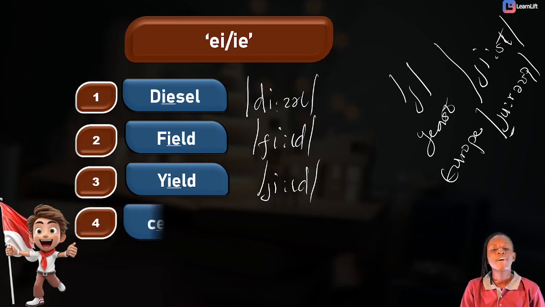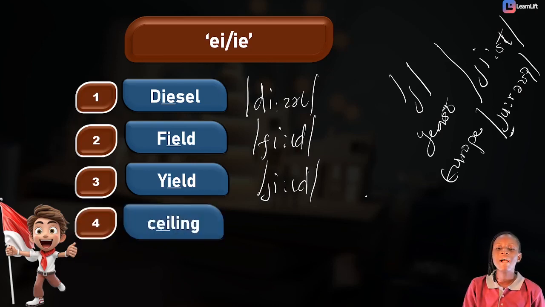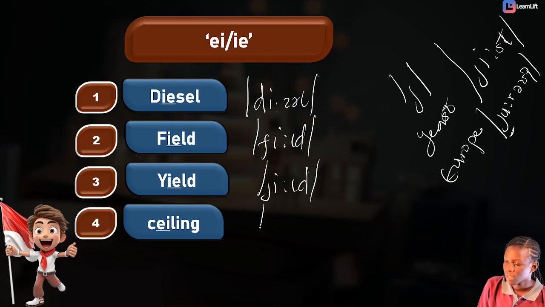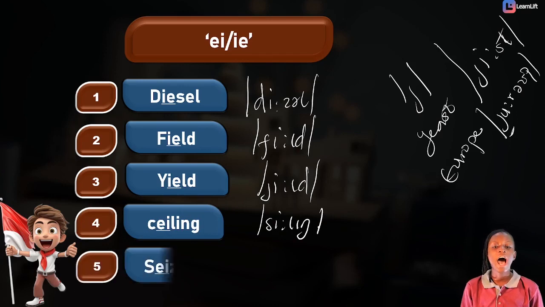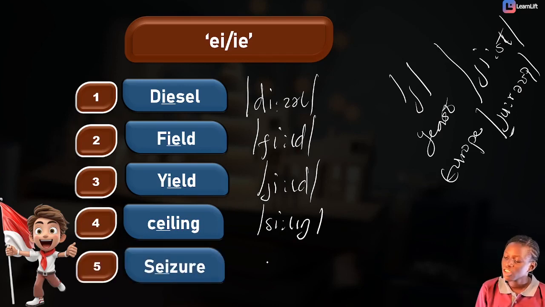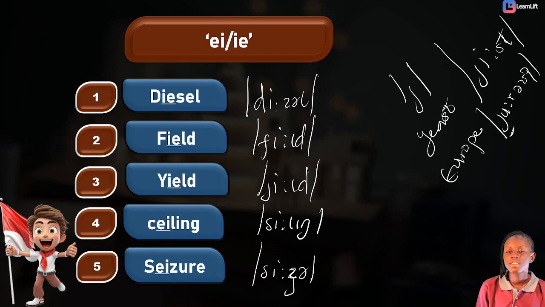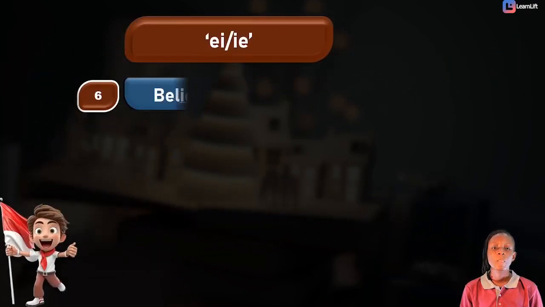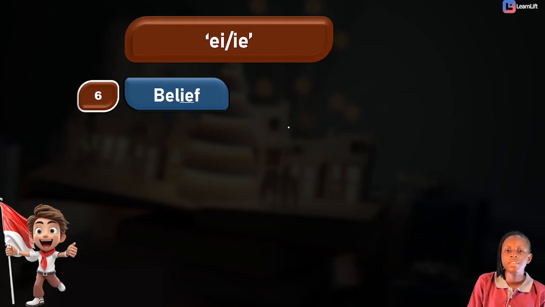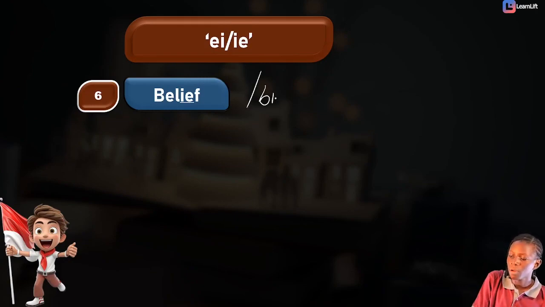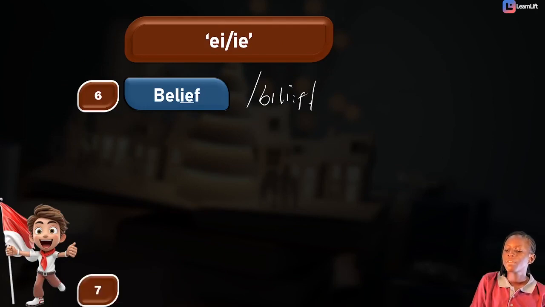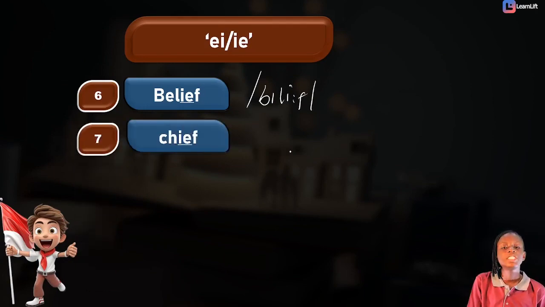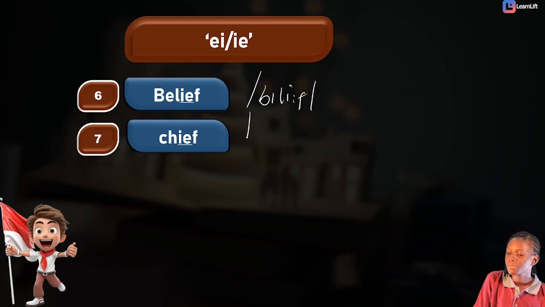Good. Next up we have ceiling. Now my ceiling is transcribed as this. Okay. Next I have seizure. My seizure is transcribed as this. Next up I have belief. Next I have chief. My chief is transcribed as this.